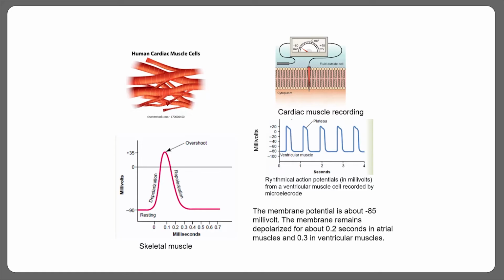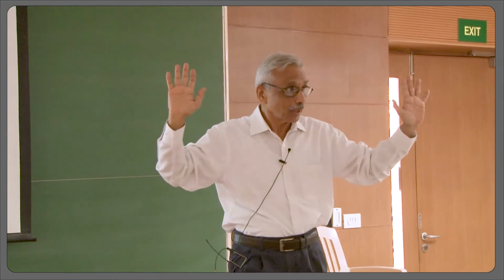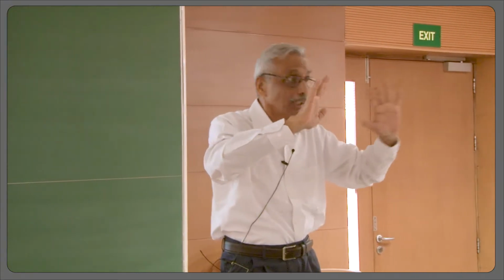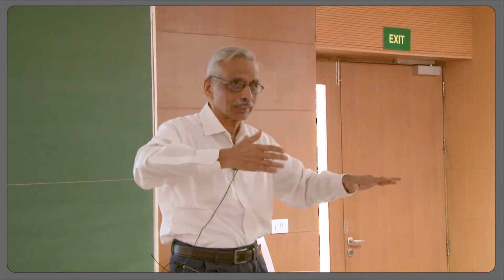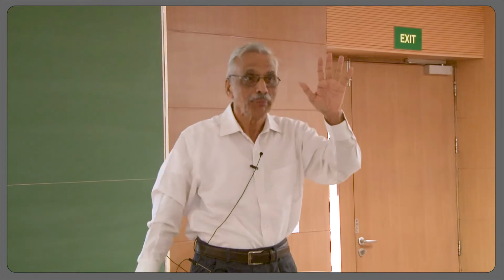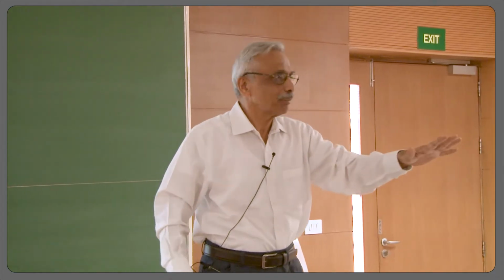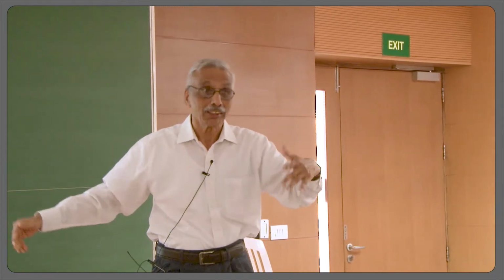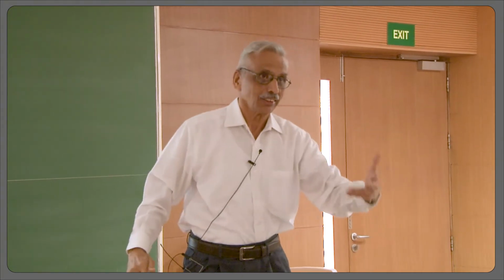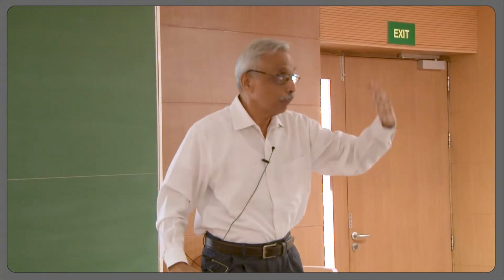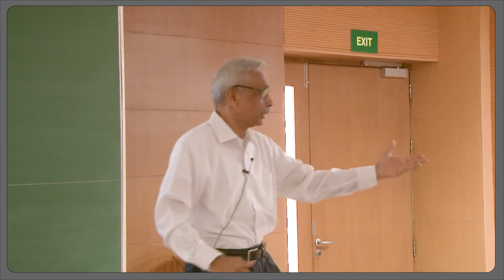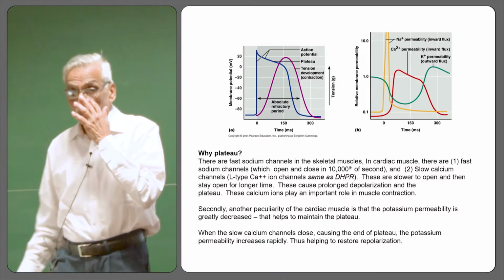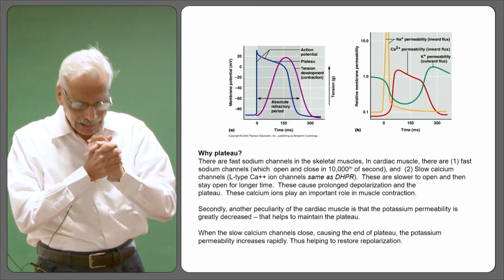Now can you compare this with this? This was how much? 0.3 seconds. Have you let it go deep in your brain that there is a huge difference, that whereas a nerve and a skeletal muscle work in terms of milliseconds, the cardiac muscle works in terms of 0.2 or 0.3 seconds. So you can see how many fold slower the response of the cardiac muscle is as compared to that of the skeletal muscle.